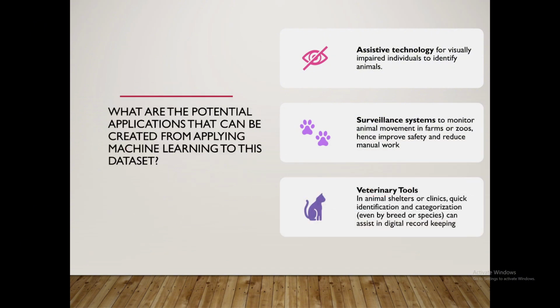What are the potential applications that can be created from applying machine learning to this dataset? It can be used for assistive technology for visually impaired individuals to identify animals. Secondly, surveillance systems to monitor animal movement in farms or zoos. Hence, it can improve safety and reduce manual work. Thirdly, it can also be used in veterinary tools in animal shelters or clinics. Quick identification and categorization, even by breed or species, can assist in digital record keeping.